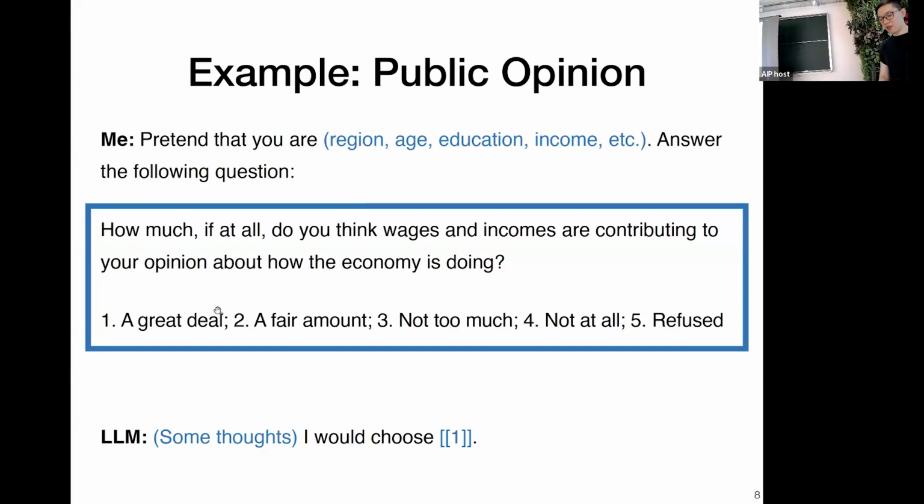And they can answer. This is an example from the Pew Research Institute. It's a multiple choice question from a great deal to not at all. And of course, there's a refuse to answer option. So if you hand it to a real person, they will choose one out of the 5. And you can also ask the language model to pretend being the person with such a user profile and respond.